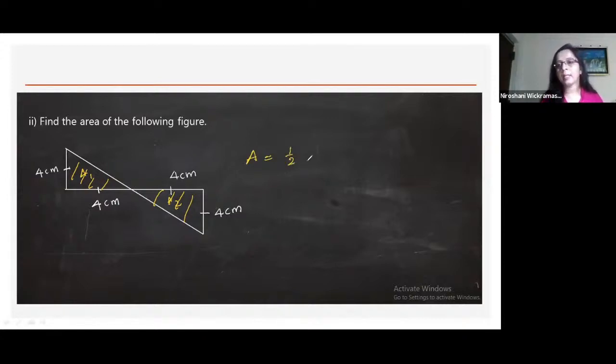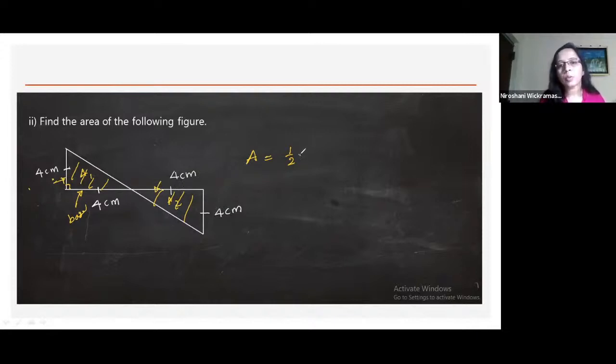In a triangle, how can we find the area? Half into base into perpendicular height. What is the base here? This is the base. This is the altitude, it means perpendicular height. Here the base is this one. Now follow this. Two triangles are here.